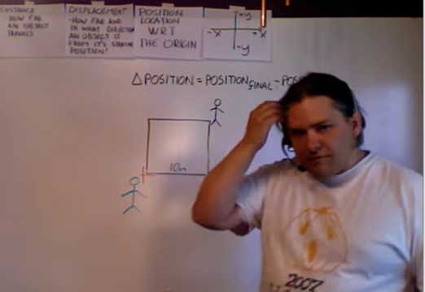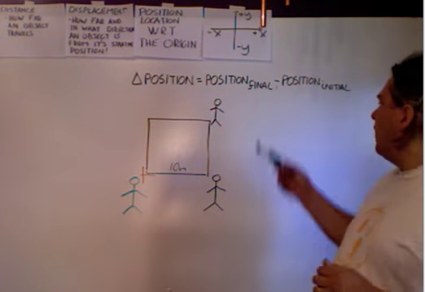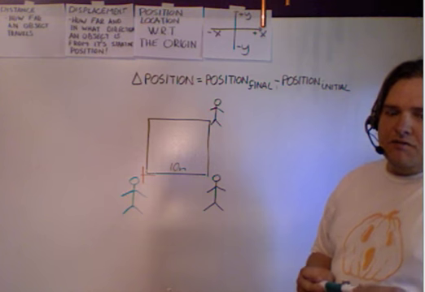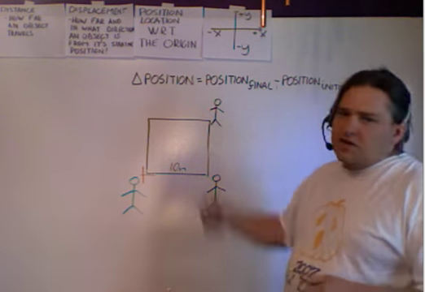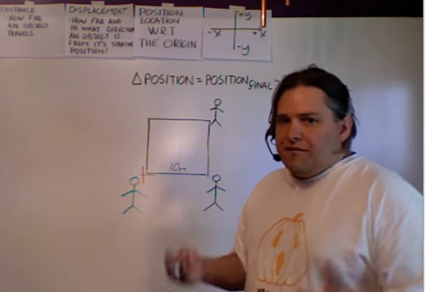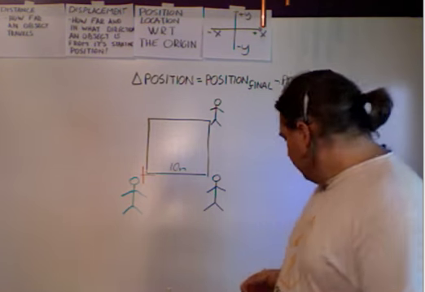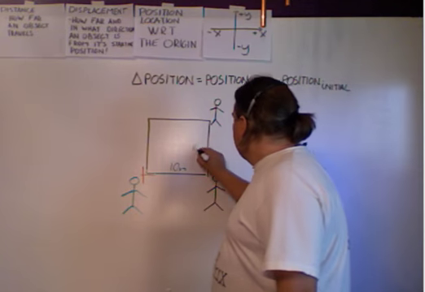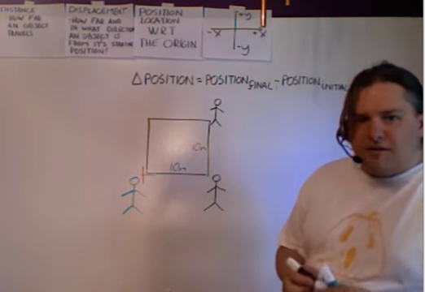Alright, so same thing. I've got change in position is equal to position final minus position initial, and this change in position by definition is displacement. I've got that same city block. I just can't seem to be able to move out of that city. 10 meters, 10 meters. In this case, I have two people.